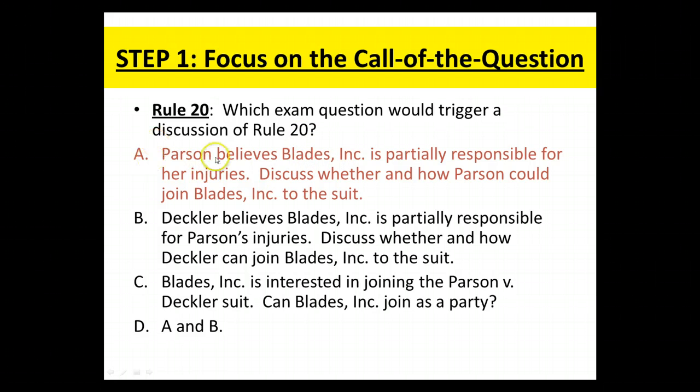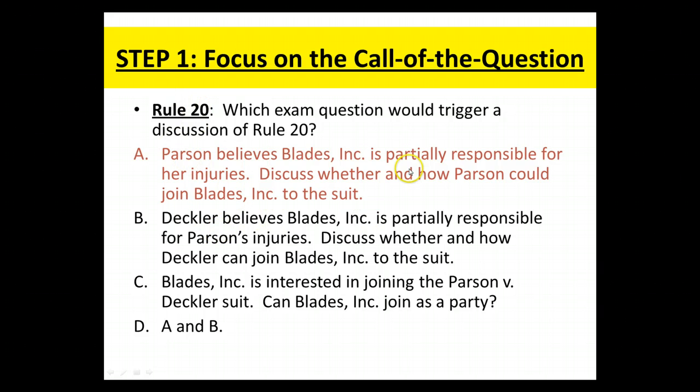So it's the claimant essentially, who can use Rule 20 to add people to the suit. Deckler here is a regular defendant. He's not asserting a cross-claim against anyone and trying to use reference to Rule 20 to add parties to that cross-claim. He's just a defendant and he wants to bring someone else in. Well, Rule 20 doesn't help him.